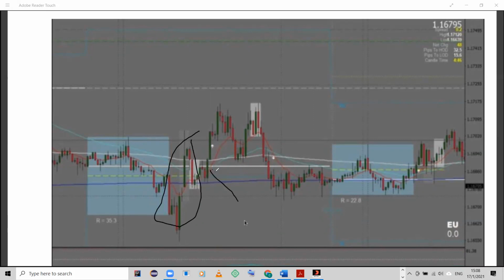1350 cross, the pullback now. Our entry will be right here after this bullish candle. Oh no, it will be right here. That's where the entry will be. So we have failed to break this high here since it closed below it.